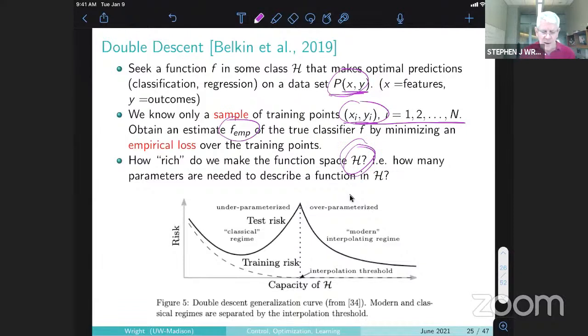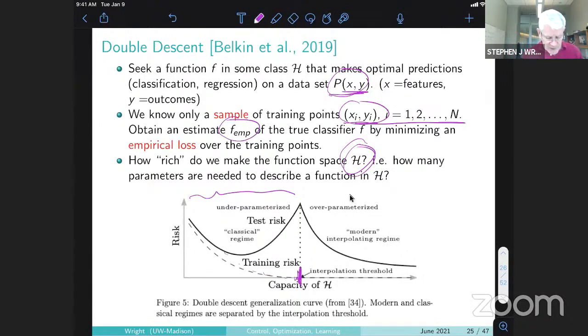Do we make it an under-parameterized space? Do we add a whole bunch of parameters, make it a richer space, whatever? And the classical regime that we looked in was this regime here. We only considered up to the point where we could perfectly fit the training data, where we just added enough capacity to the space to be able to interpolate the training data. So this dotted line, which is the optimal training error, goes to 0 at exactly the point where we've reached the appropriate capacity to fit the training data.